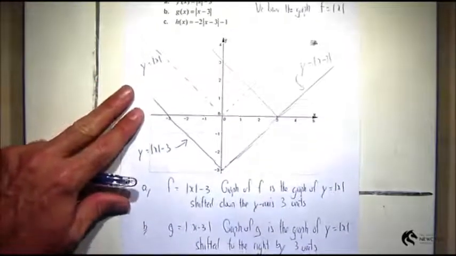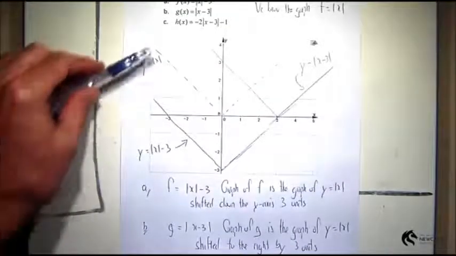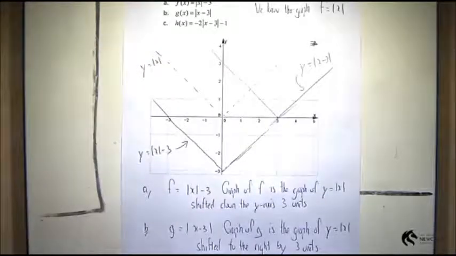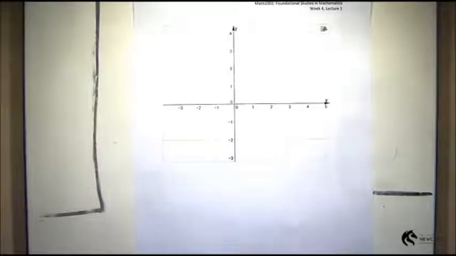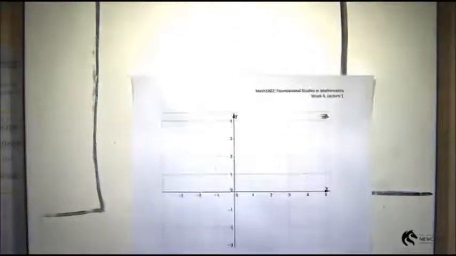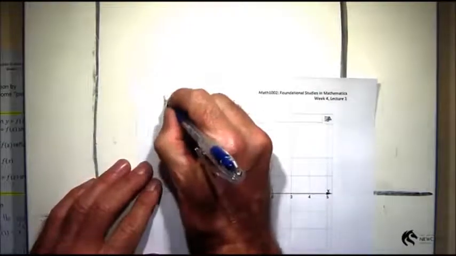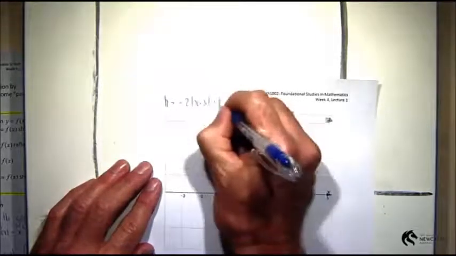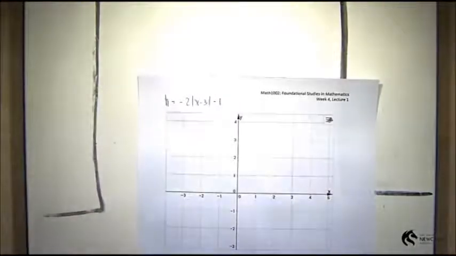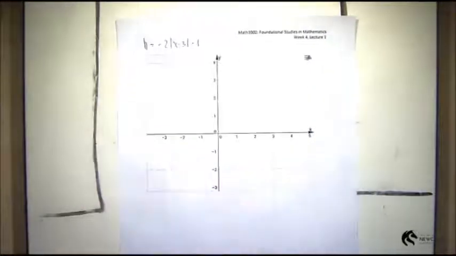Part C looks a little bit more complicated, so I'm going to do part C in stages, in fact. In this case, we're trying to work out h is equal to minus 2 times the absolute value of x minus 3, minus 1. The way I would do this is I would split it up and do it as a sequence of shifts, if you like.